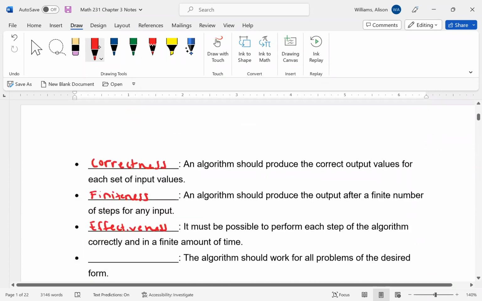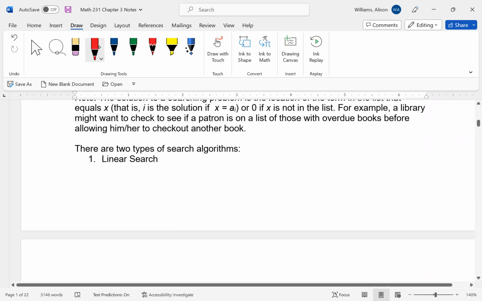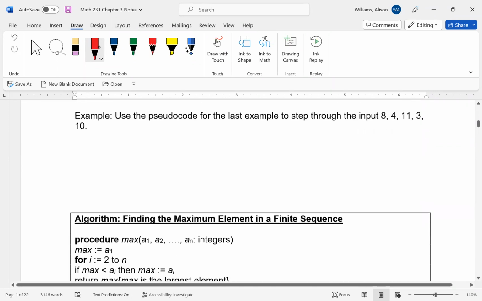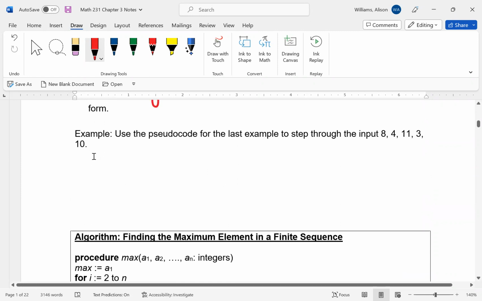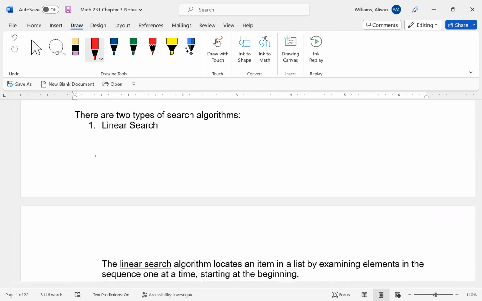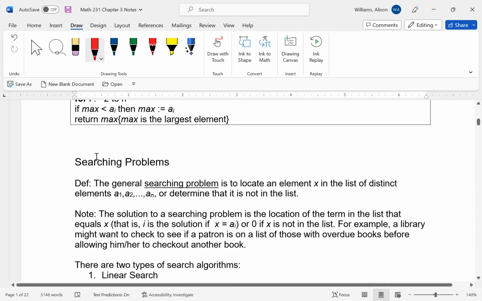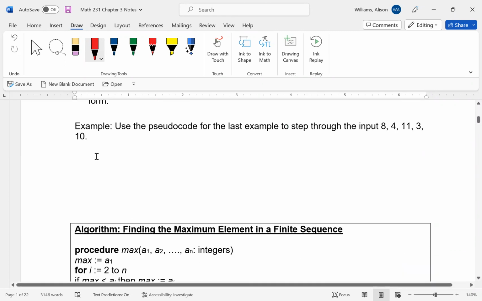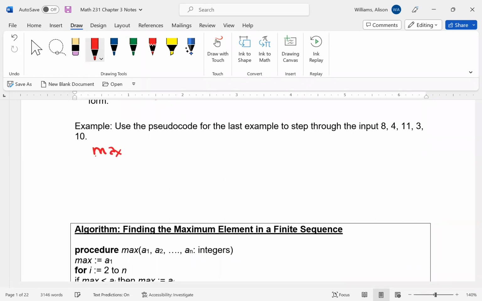Okay, so temporarily, I am going to create the first sequence. My first max is going to be, there we go. Okay, the first max is going to be the very first term in the sequence.